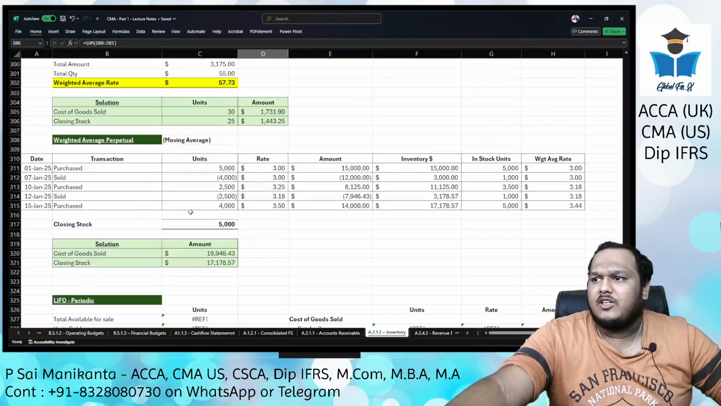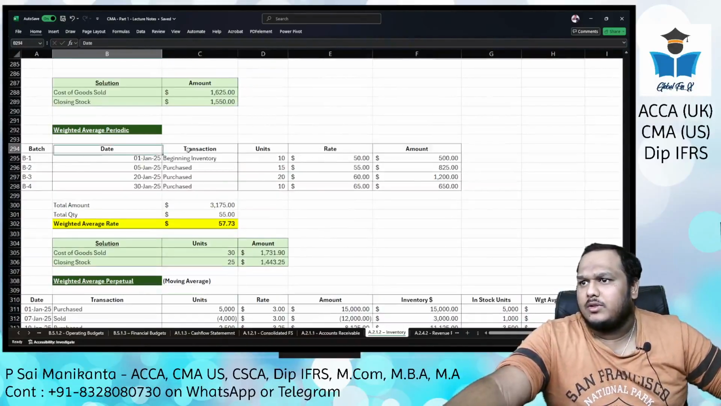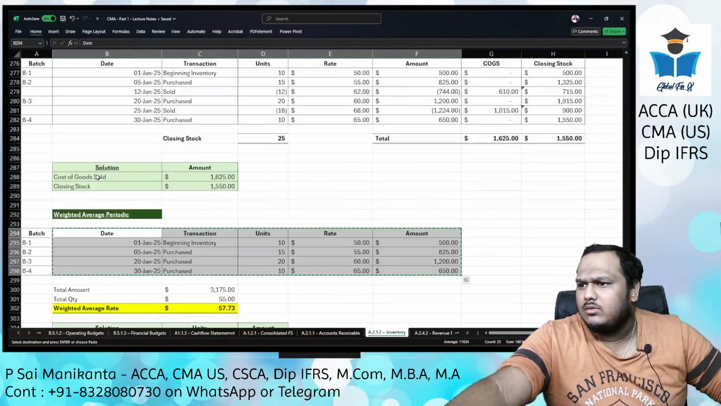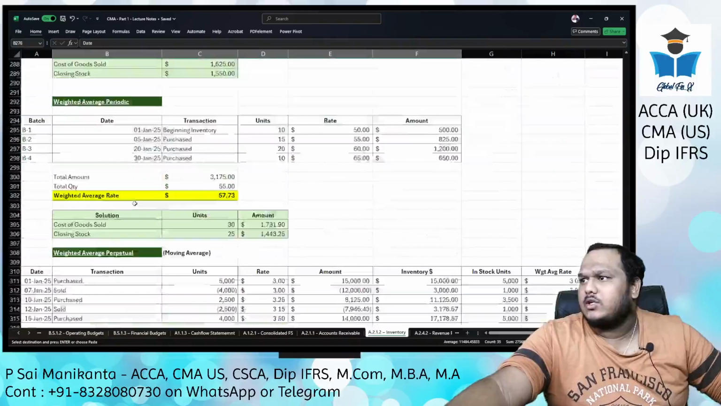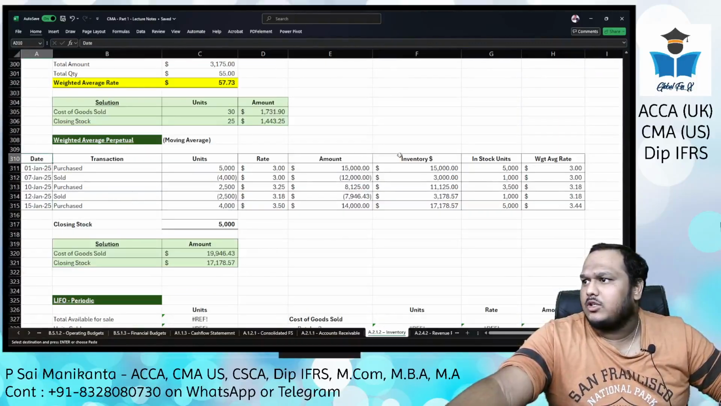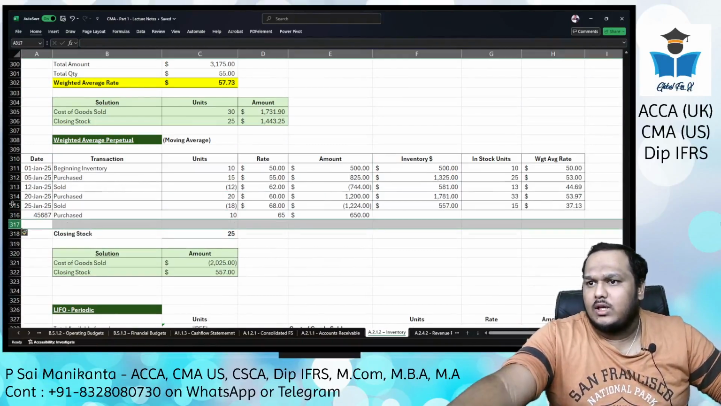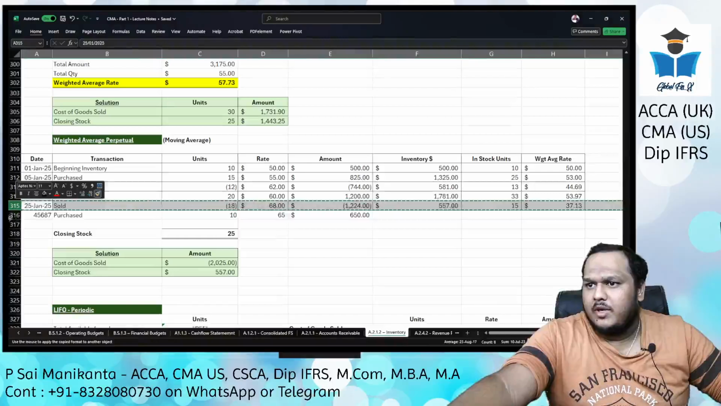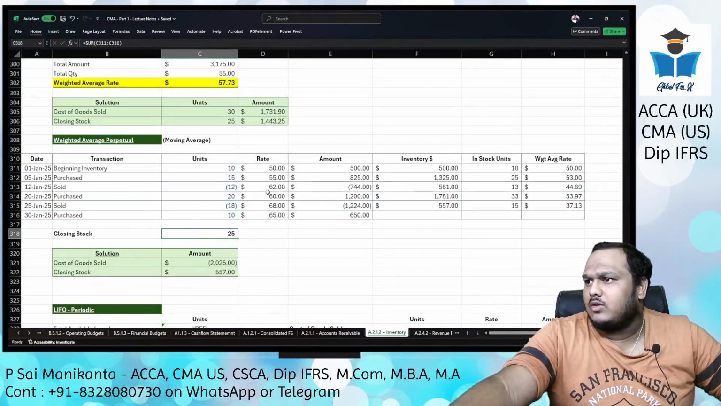Yeah, for your weighted average perpetual. So closing stock rate amount. Okay. Now let's copy this information. No, this is only purchases. No, this one. Yeah. Date, transaction, unit, rate, amount, paste it there, insert one more cell here, use the format painter for this. So we'll have 25 units in closing stock.